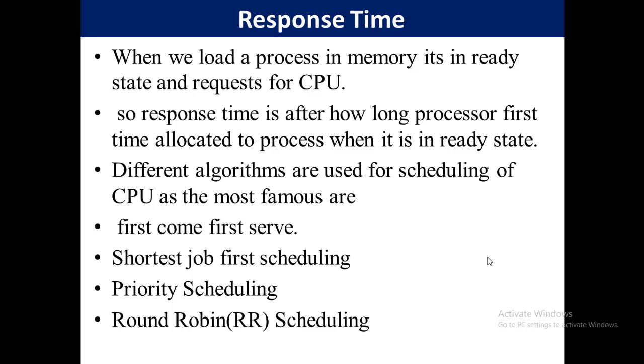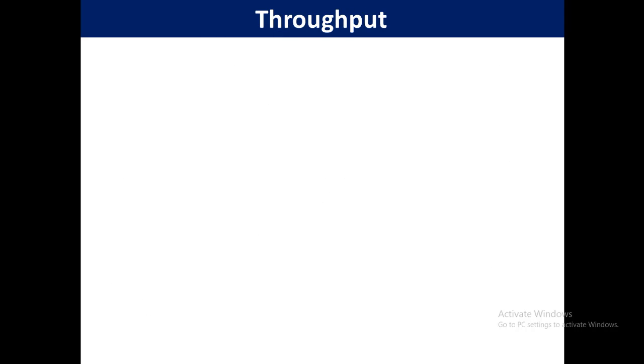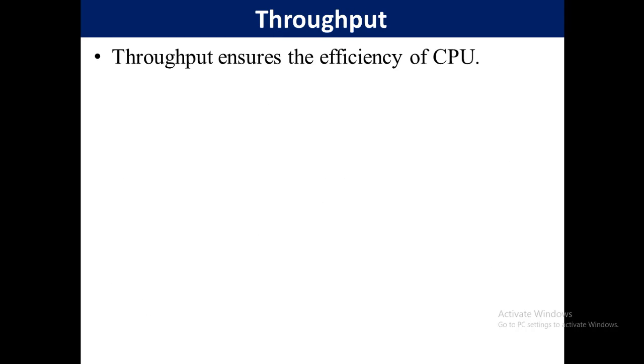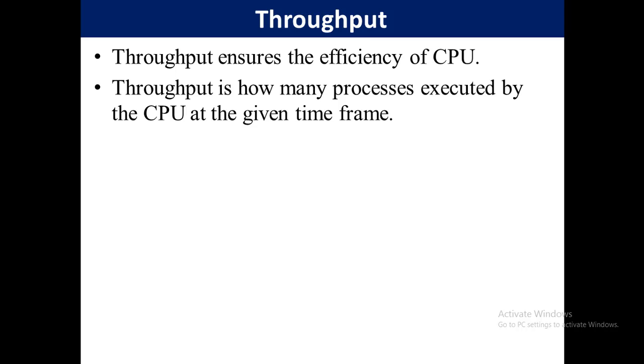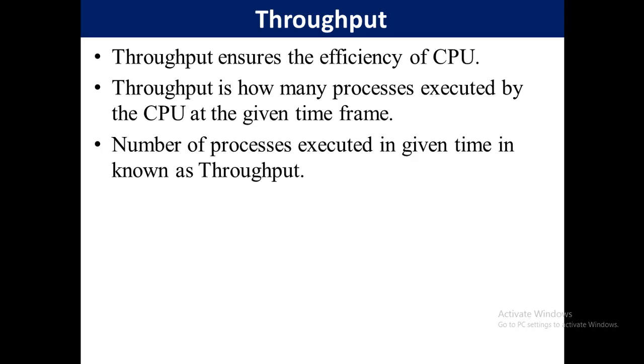After that, the third one is throughput. The next is throughput. Throughput ensures the efficiency of the CPU. Throughput is basically how many processes are executed by the CPU in a given time frame. It means the number of processes executed in a given time is known as throughput.